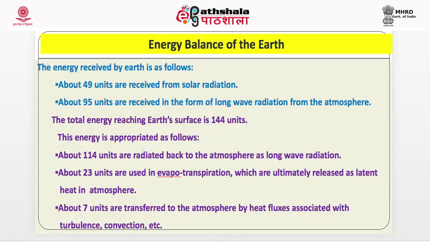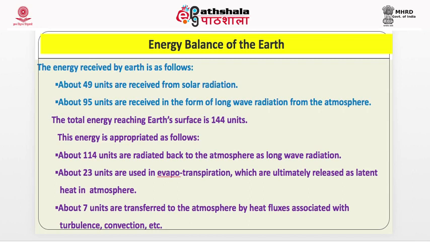Energy balance of the Earth. How is the Earth balanced? Remember, 49 units are absorbed by the Earth's surface. So, about 49 units are received from the solar radiation, which is absorbed by the Earth. About 95 units are received in the form of long-wave radiation from the atmosphere. In addition to solar radiation, 95 units are reflected back to Earth's surface by greenhouse gases.